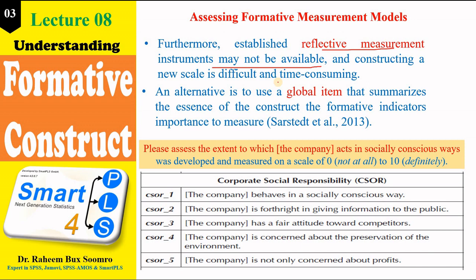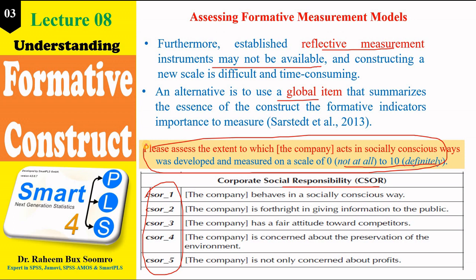So whenever you are going to measure the validity of your formative construct, you have to develop a reflective construct. Sometimes if the reflective construct is not available, it's very difficult to develop a new scale because it's time consuming and needs a lot of effort. So the alternative is that you can use a global item. For example, here is corporate social responsibility, CSOR, which has 5 items. Here you are asked to assess the extent to which the company is socially responsible, measured on a scale from 0 to 10, where 0 is not at all and 10 is definitely. This is a one-item construct, and we can call it the global item, which is equal to all these 5 items.